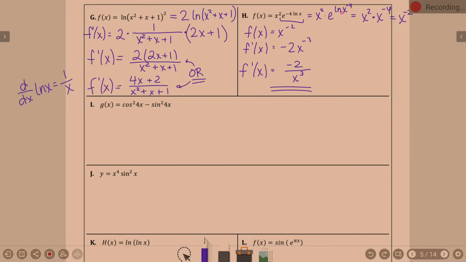Okay. Let's look at I. G of x equals cosine squared of 4x minus sine squared of 4x. When it's cosine squared of 4x, realize that is cosine of 4x, quantity squared, minus sine of 4x, quantity squared. Do I pull the 2's off the front? This isn't a log, so no. That only works with logs.